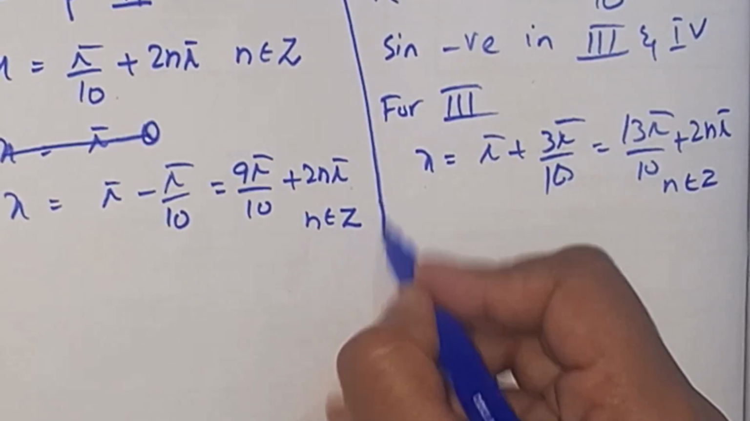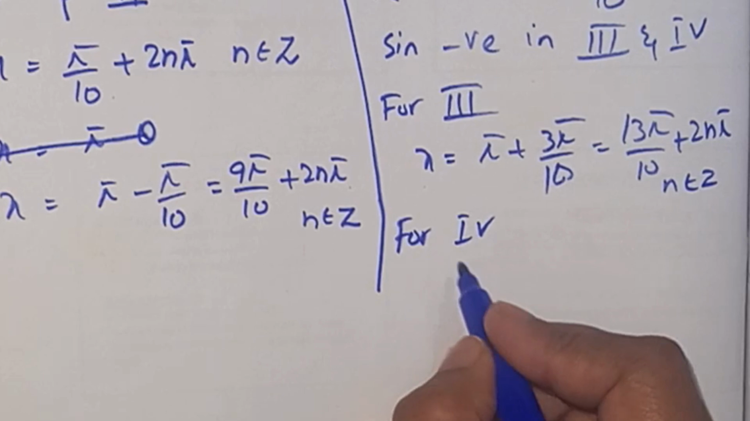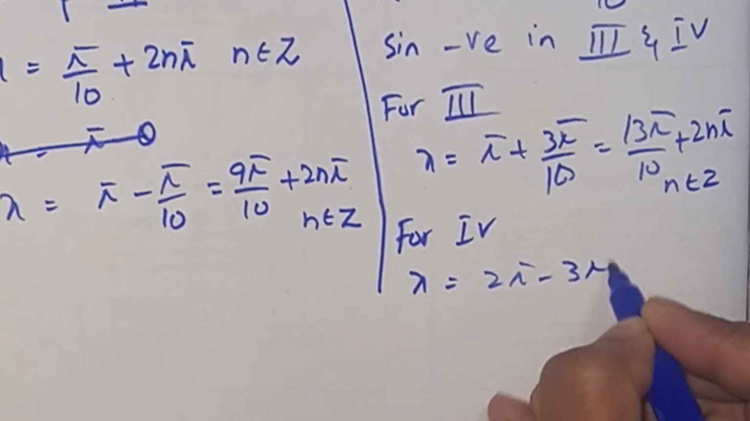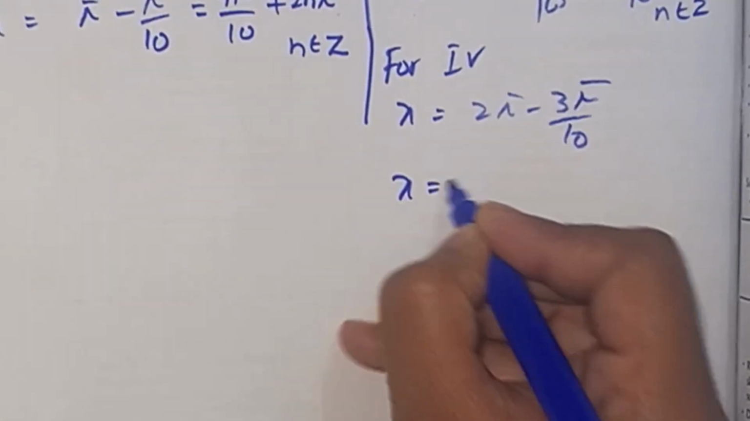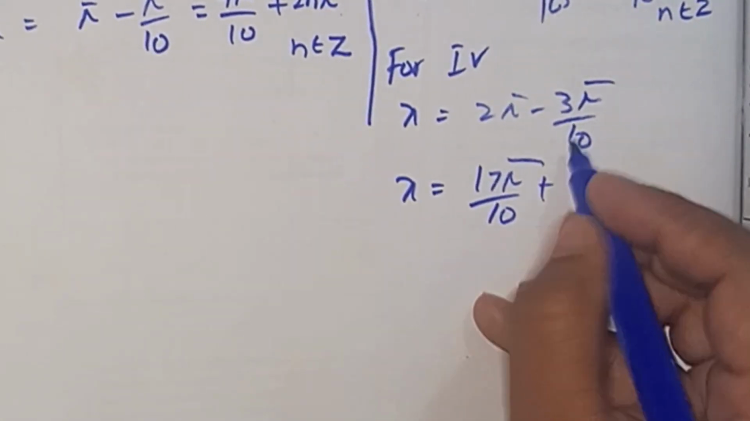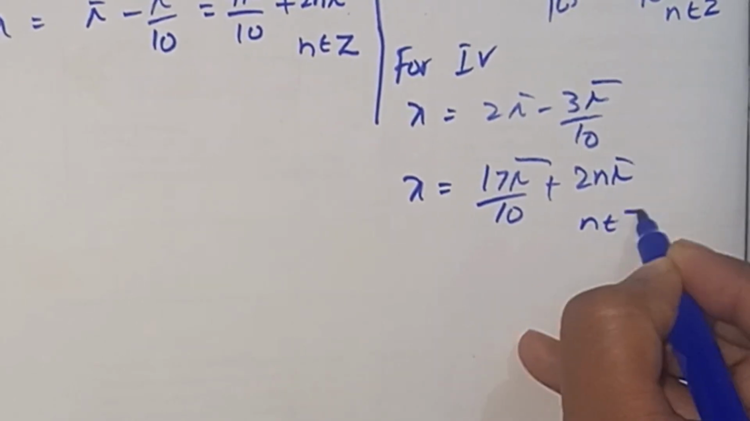For the fourth quadrant, we have x equal to 2 pi minus 3 pi over 10. x is equal to 17 pi over 10. Add the period of sine, which is 2n pi, and n belongs to the integers.